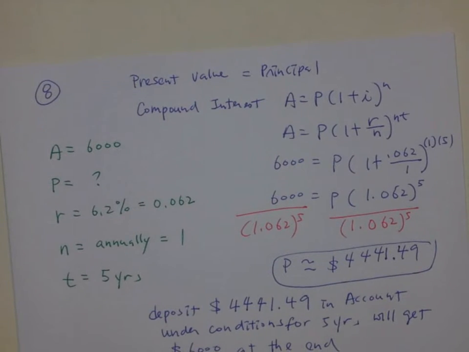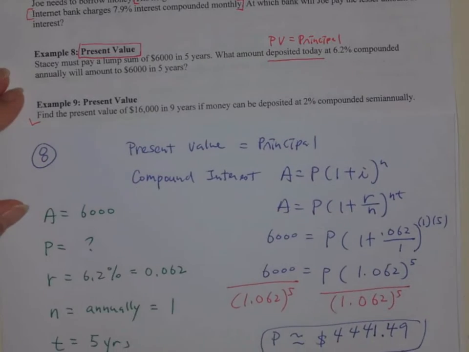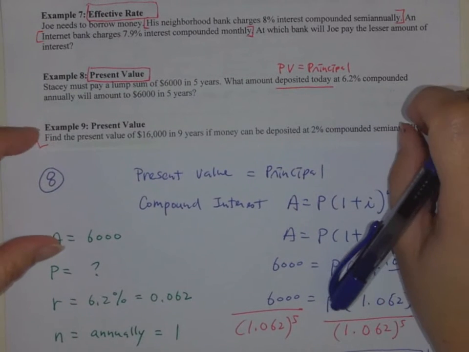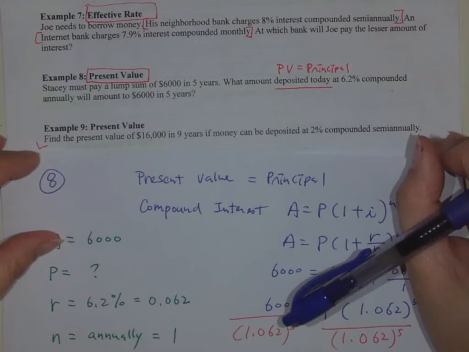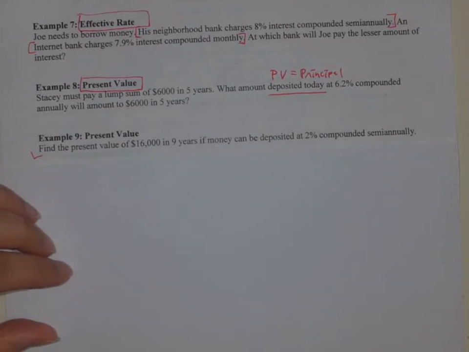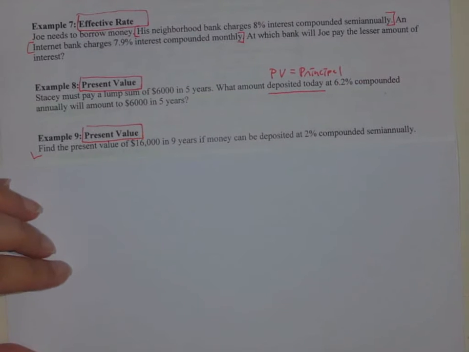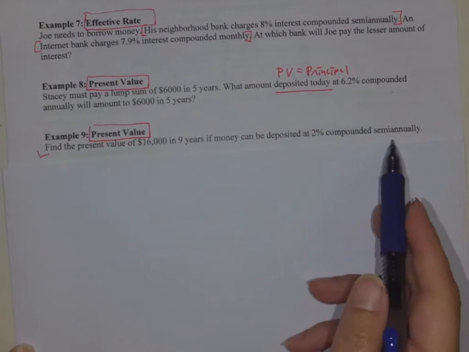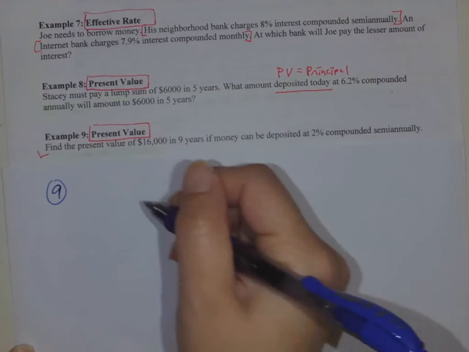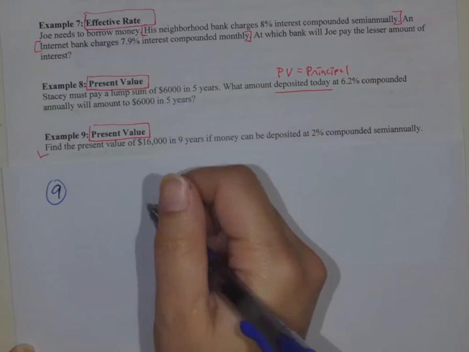Okay, number 9, look at this here. Find the present value of $16,000 in 9 years if the money can be deposited at 2% compounded semi-annually. So again, present value pretty much means the principal. So for number 9, they say compounded semi-annually, so it means we're using the compound interest formula, right?